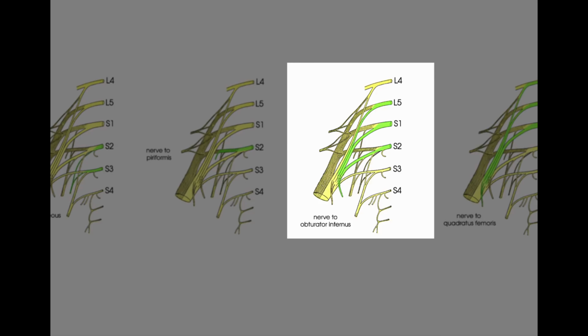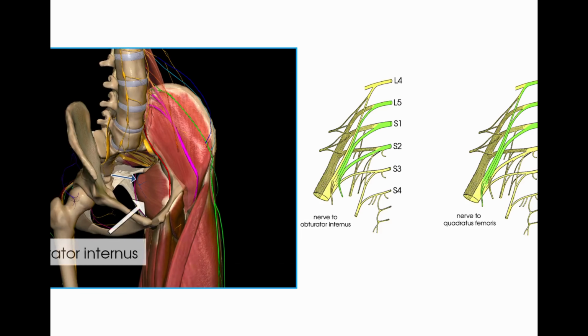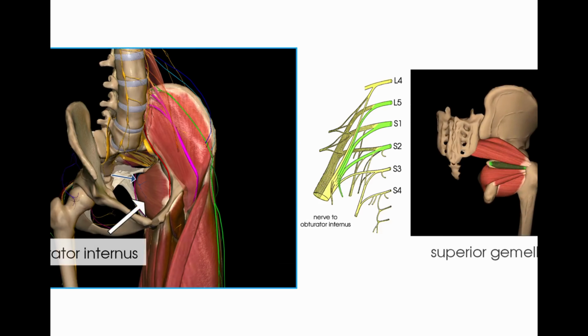The nerve to obturator internus originates from L5 to S2, and like the pudendal nerve, it exits the pelvis via the greater sciatic foramen, loops around the sacrospinous ligament, and re-enters via the lesser sciatic foramen to directly innervate the obturator internus muscle and also the superior gemellus.